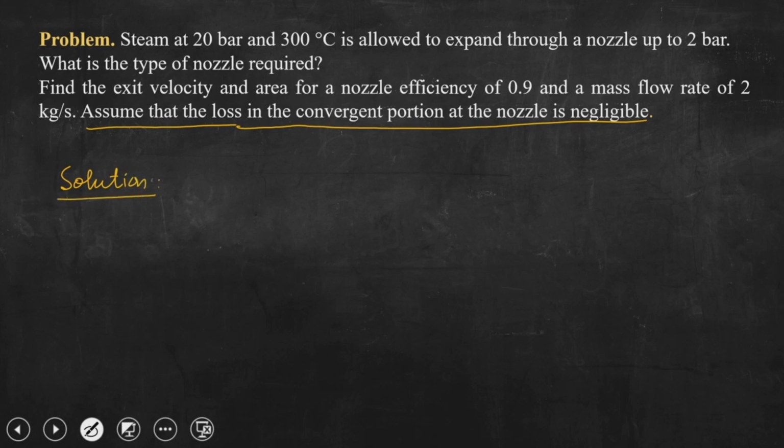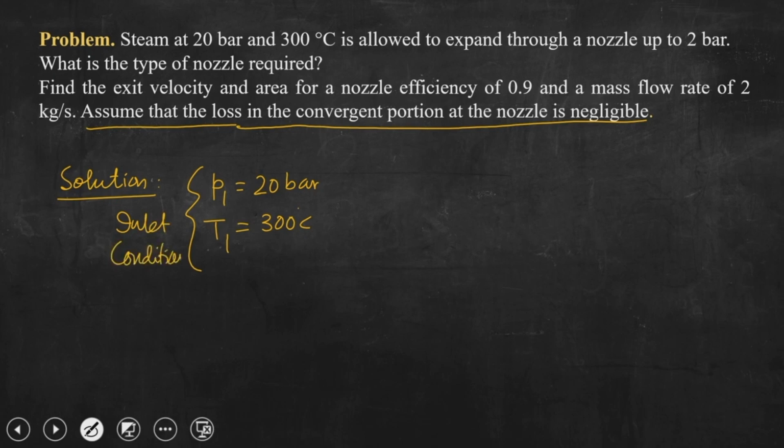we really do not know. First of all, we need to understand which type of nozzle it is. So, it is given P1, that is 20 bar, T1, 300 degree Celsius, those are the inlet conditions, and P2 equal to 2 bar. So, this is the outlet condition.